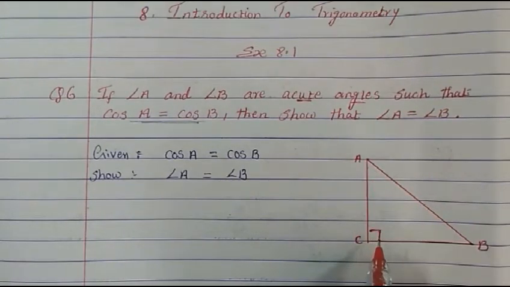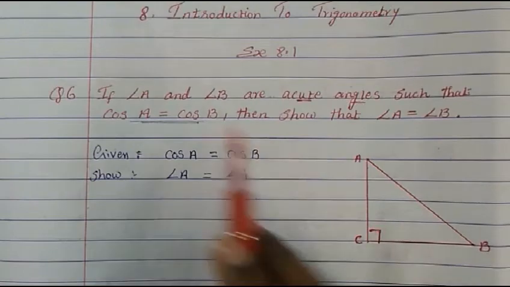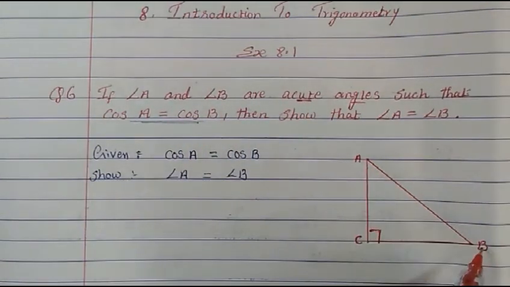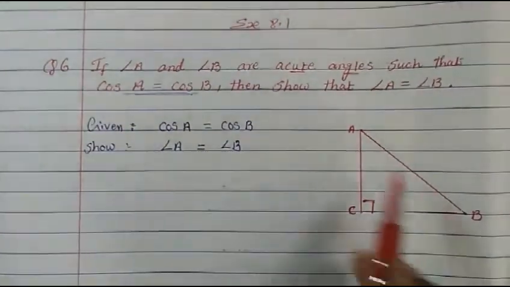And this is 90 degrees. Then only it becomes a right angle triangle. So that's why I gave the name C here, because A and B are acute angles. So I'll write A here and B here so that these become acute angles. I hope you know acute angles, no?